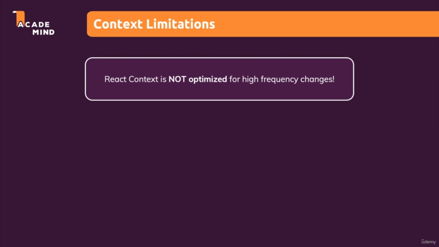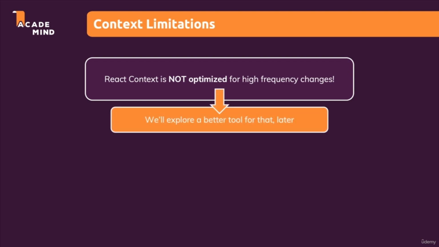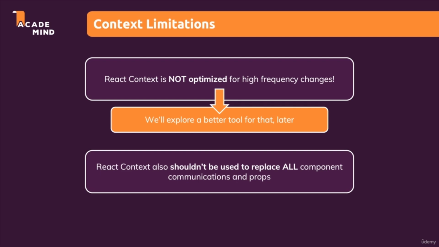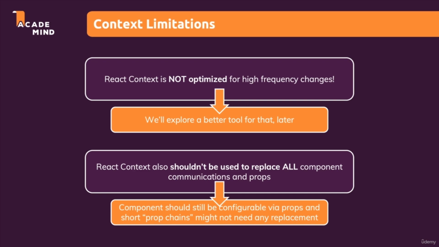Now you might wonder, okay, but what if I have app-wide or component-wide state that changes often? I would want to use context for that. Props might not be ideal, and you're telling me that it's bad. We'll explore a better tool for that later, no worries. It will be called Redux, and I'll have a whole section on it. And as I mentioned, it should not be used to replace all component communications and props. Props are still vital and important for component configuration. So you should still use props for that and not use context for everything. For replacing long prop chains, it might, however, be worth a look.